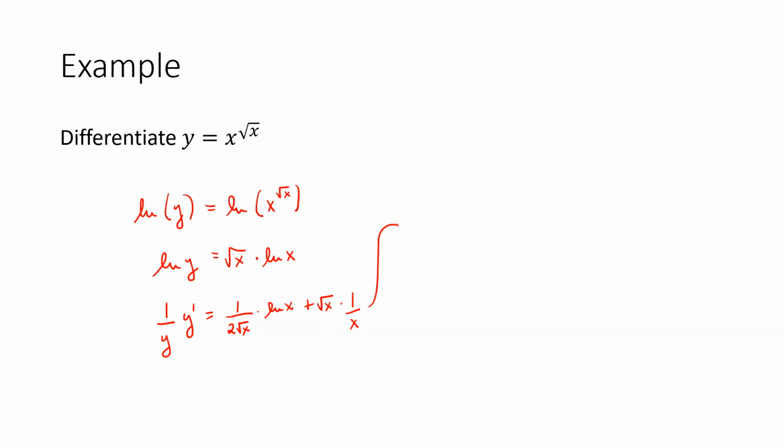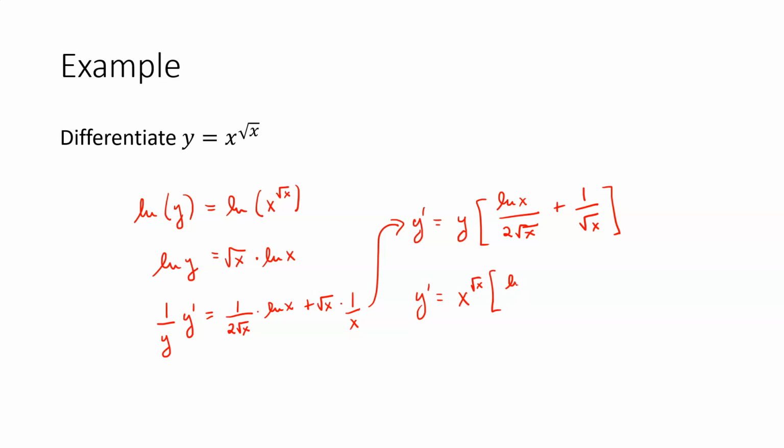And then I'll multiply y to the other side. So here we'll have ln of x over 2 radical x plus, let's see, square root of x over x simplifies to 1 over the square root of x. And then the final step would be putting my original y back in. So x to the square root of x times ln of x over 2 radical x plus 1 over the square root of x.